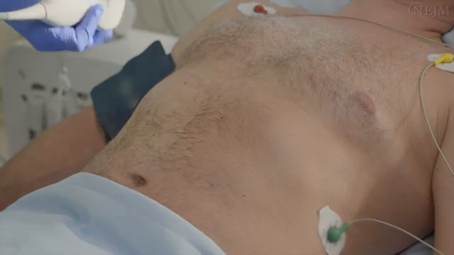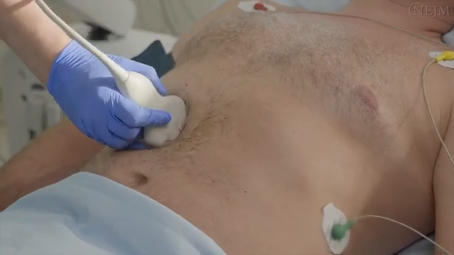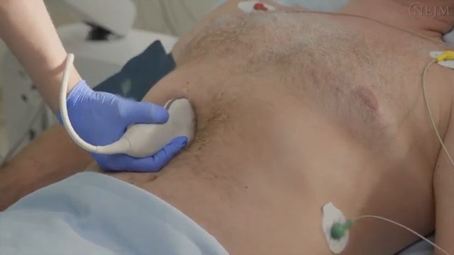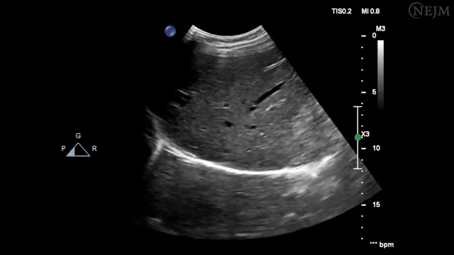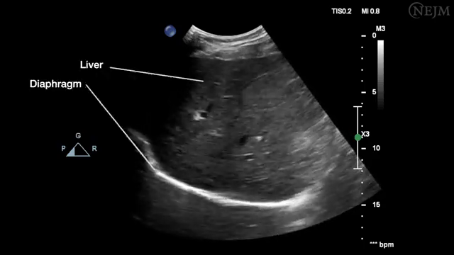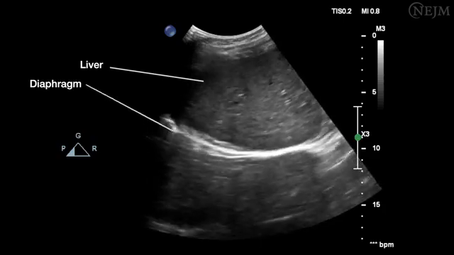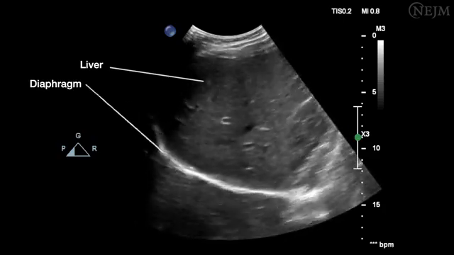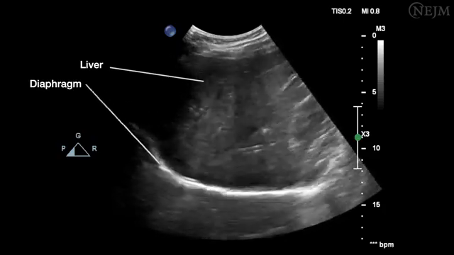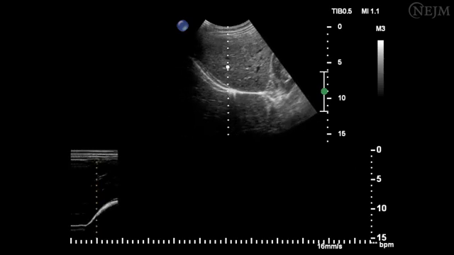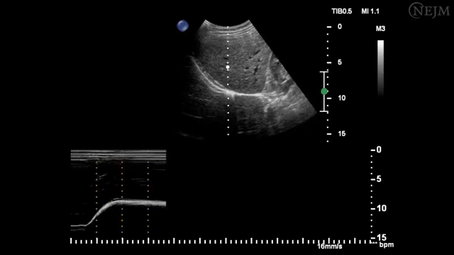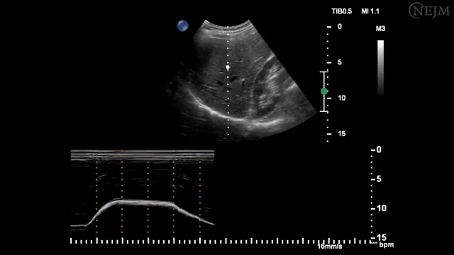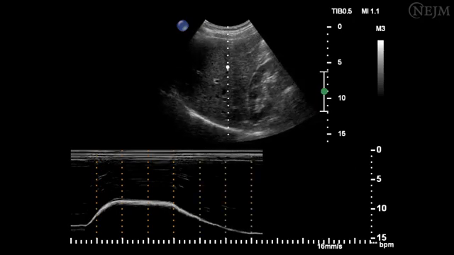Place the patient in a semi-recumbent position. Place the probe in the right mid-clavicular line and project the beam cephalad so that you can visualize the liver and the diaphragm behind it. During inspiration, the diaphragm approaches the probe, and during expiration, it moves away. Turn on the M mode on the ultrasound machine. The diaphragm is now shown as a hyperechoic line rising during inspiration and falling during expiration.